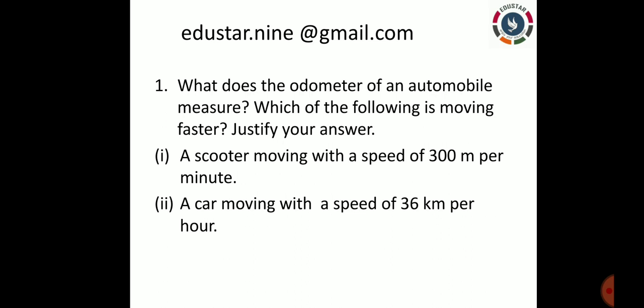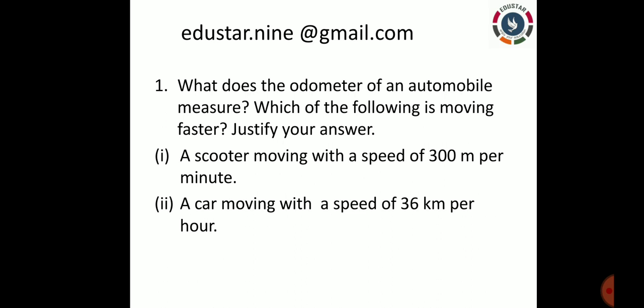This question is not in your book. Actually the previous 3 problems are your exercise problems, but this one is not given in your book. Okay, you just try to do it. It is very easy. Read out the question. What does the odometer of an automobile measure? Which of the following is moving faster? Justify your answer. So first you have to give the answer for the first question. What does the odometer of an automobile measure? You just think and give the answer.